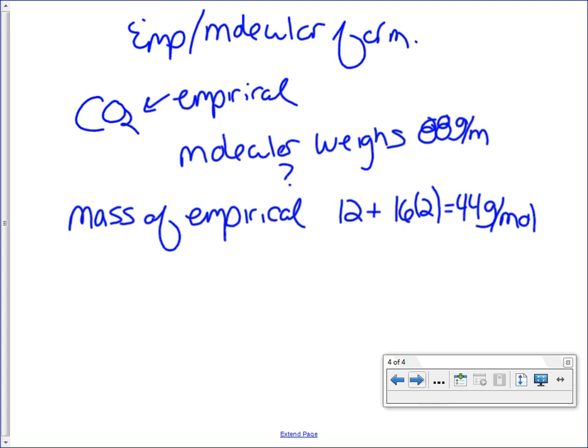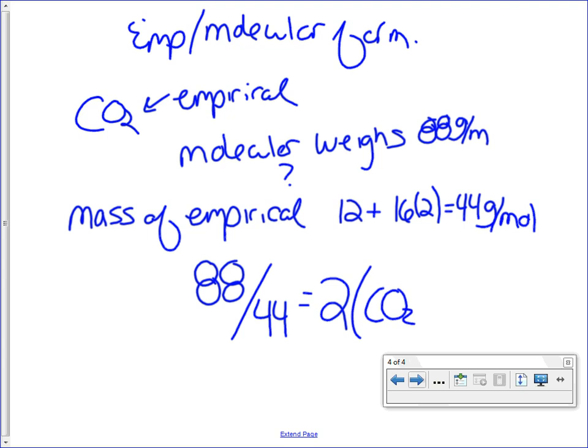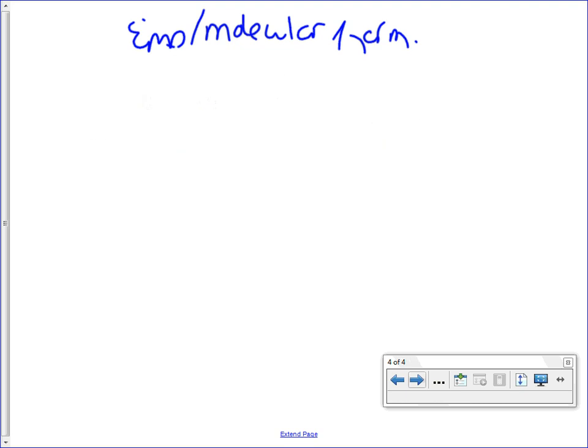How many times do you multiply 44 to get to 88? In this case, it should be pretty clear that it's 2, but how do you do that? Take the bigger number, divide it by the smaller number, and you get a factor of 2. So you take that 2 and multiply it by your empirical formula to get your molecular formula. In this case, it would be C2O4. Now, to find an empirical formula, if I don't give you the molecular formula, you need to figure it out the long way.